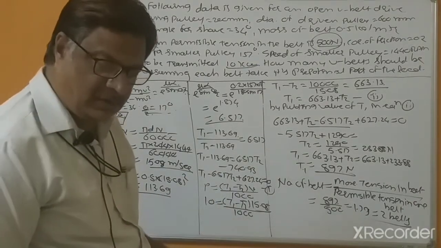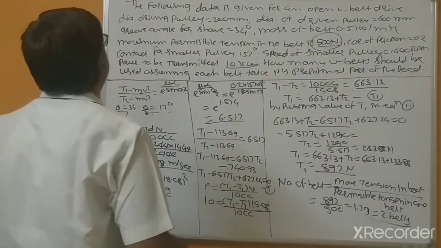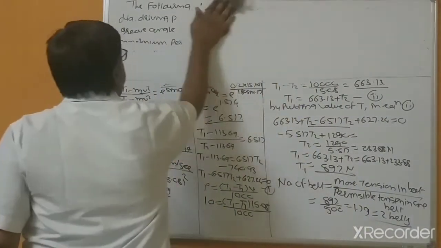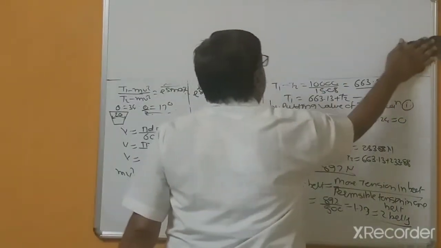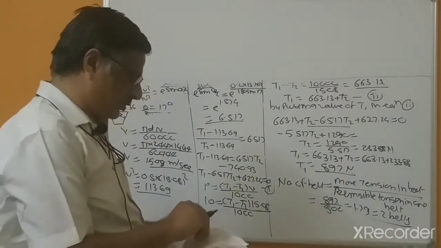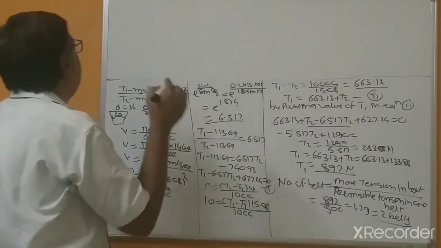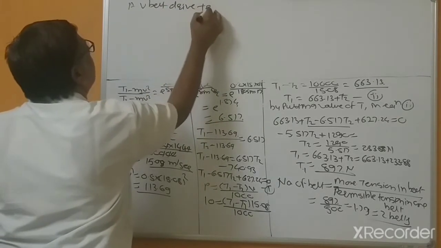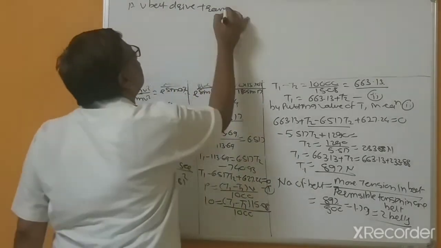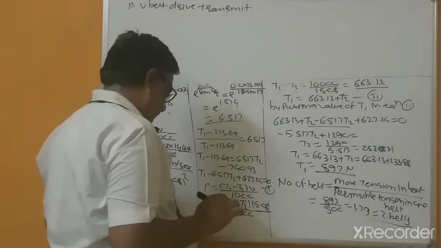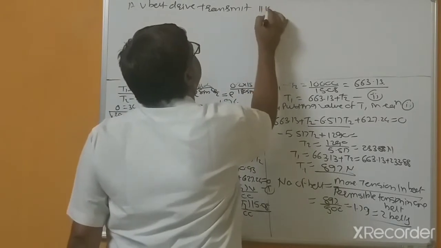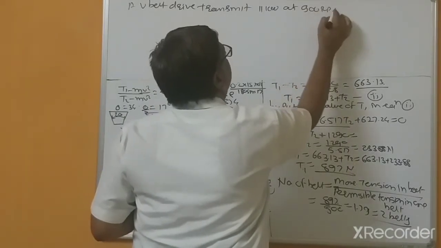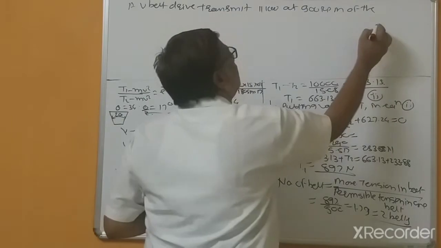Similarly, we will see another problem. A V-belt drive transmits 11 kilowatt at 900 RPM of the smaller pulley.